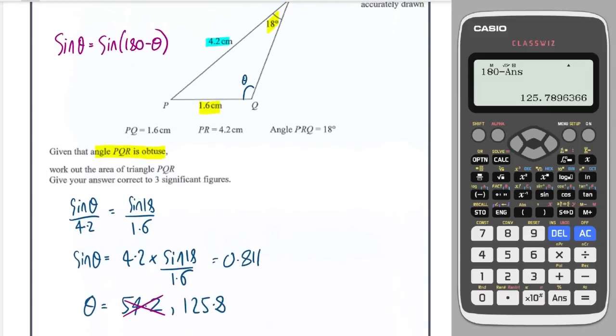Okay, now let's recheck to see what I have in my triangle. In order for me to find the area of a triangle, I need two sides and I need the angle in between. Let's call this one phi. So luckily I can work out what phi is because I've now got the other two angles in the triangle. So it's 180 minus theta, which is 125.8, and 18. So I do 180 minus, that answer is saved in my calculator, and minus 18. And I get 36.2.